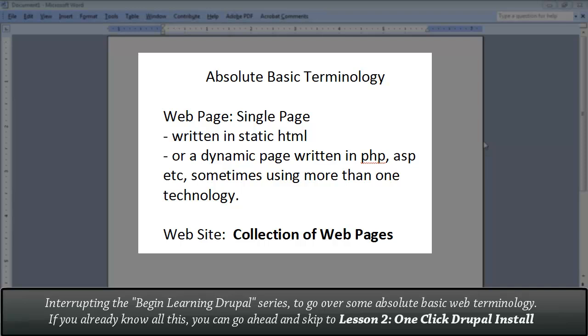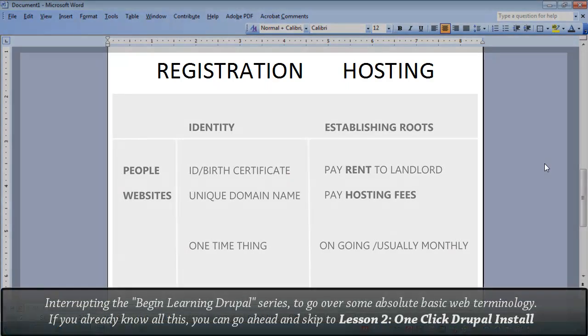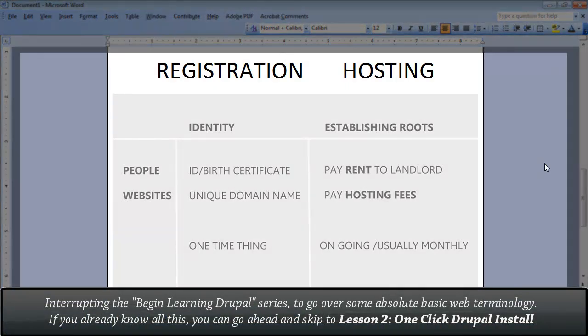one technology. What is a website? A website is a collection of web pages. So the next thing we're going to talk about is registration and hosting. You've probably heard about registering your website or hosting your website, domain name servers, all this stuff.